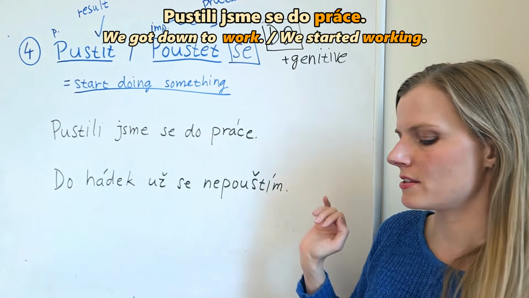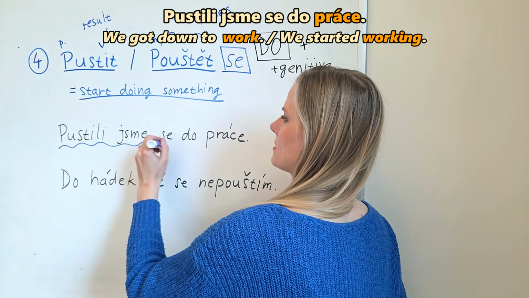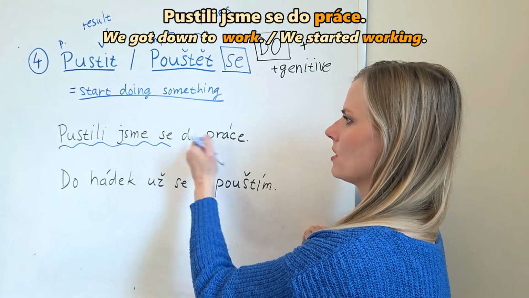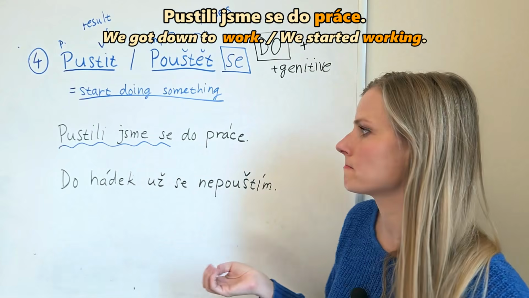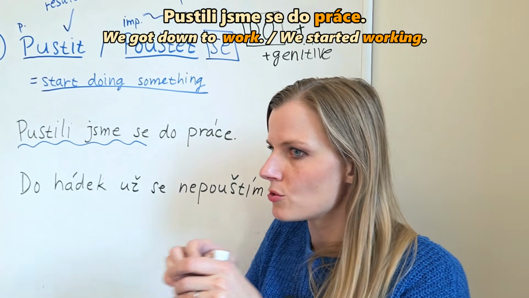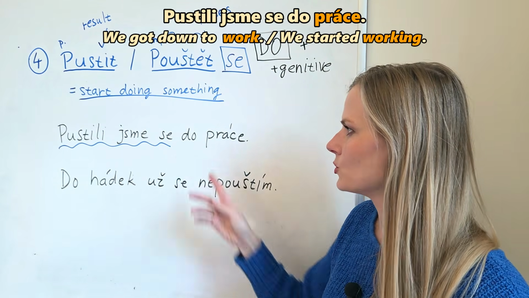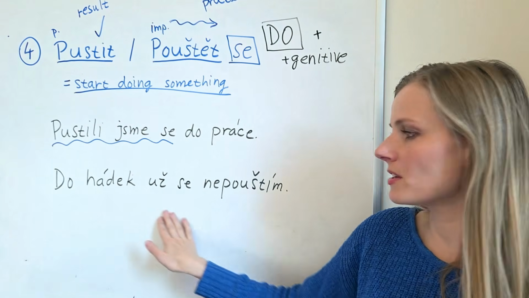Pustili jsme se do práce. Pustili jsme se, this is the verb, do práce, which means we got to work. We started working. We let ourselves into the work, something like that. Do práce.